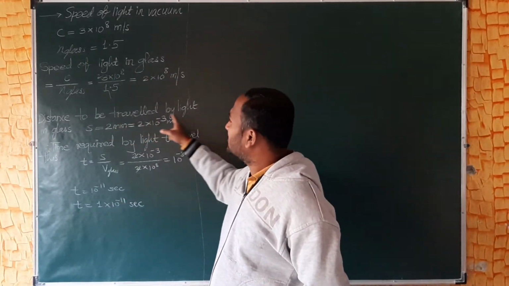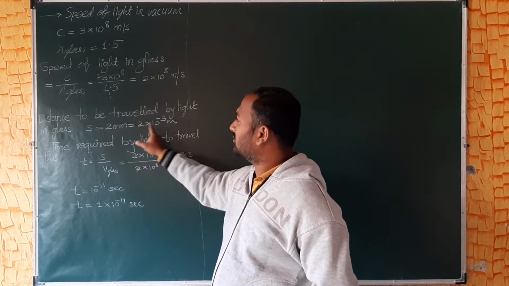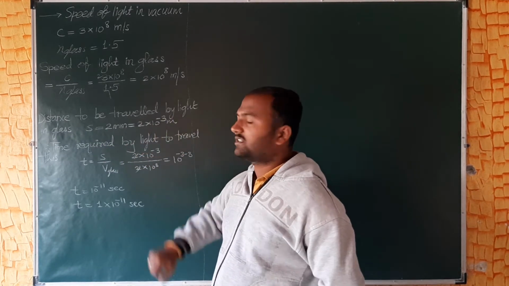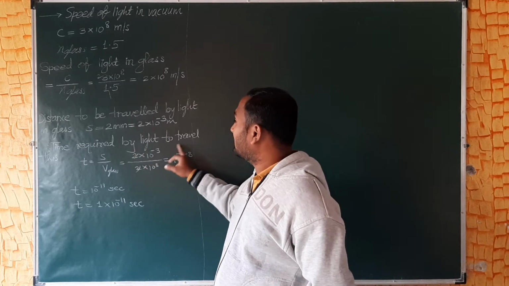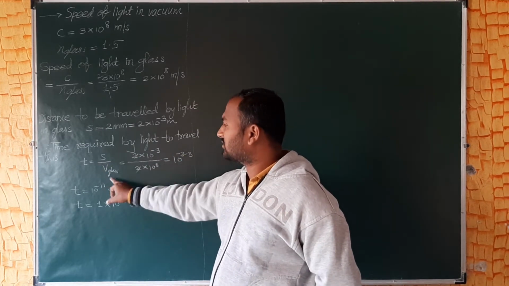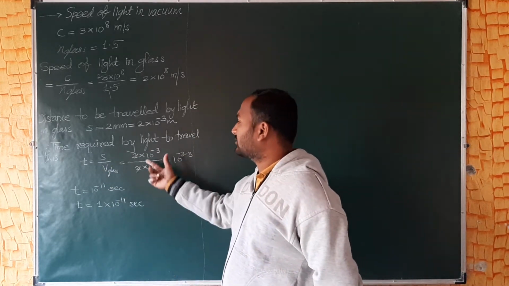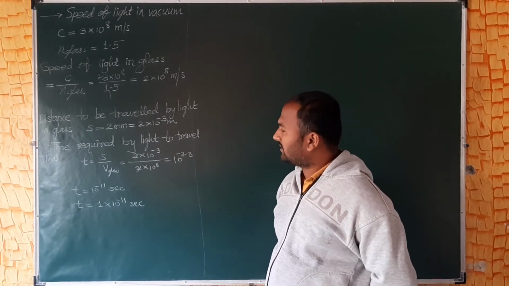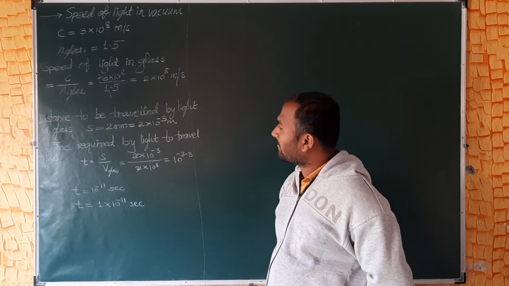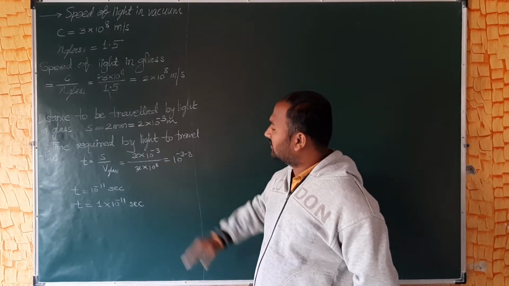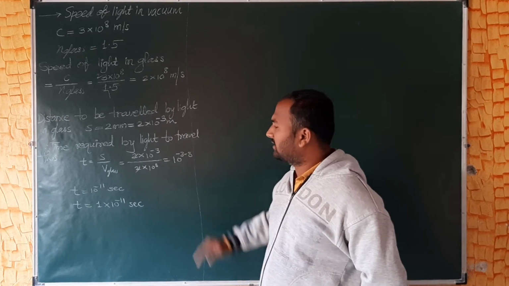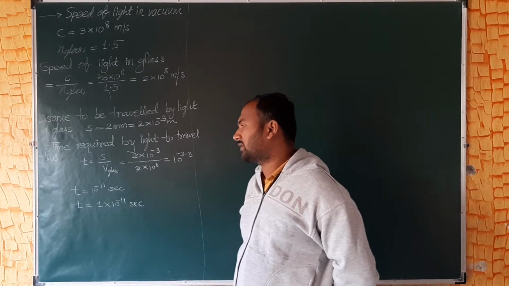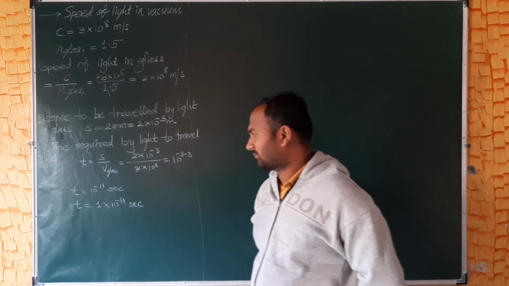So the distance to be traveled by light in glass is 2 mm, so 2 into 10 to the minus 3 meter. Time required by light to travel is t is equal to distance upon its velocity. So distance 2 into 10 to the minus 3, velocity is 2 into 10 to the 8. So this 8 goes to the upper side, that is minus 8. That is t is equal to 10 to the minus 11 second.